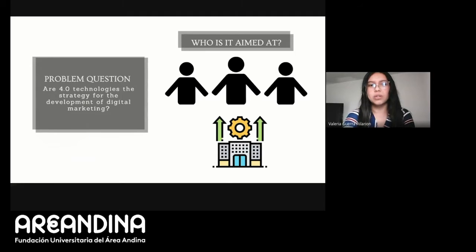The other is who the investigation is aimed at. In this, our target is public and private companies that require digital marketing services, as it is an opportunity to grow a company and reach new clients, facilitating interaction and proximity with the public to generate higher expectations of compensation at national and international level.